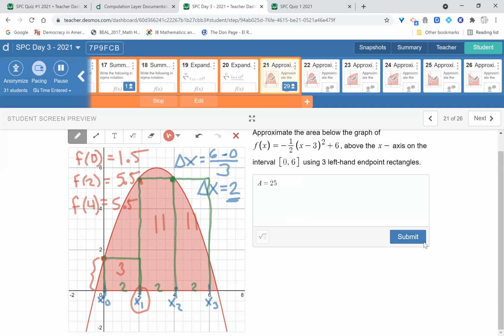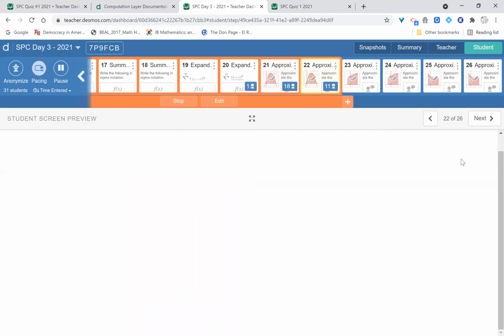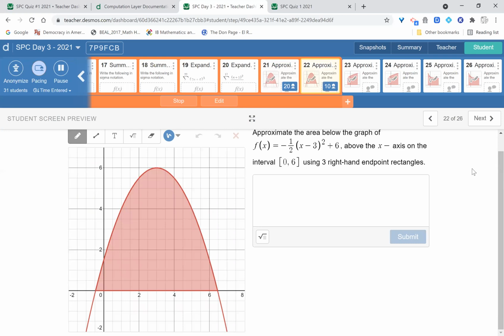I went through that kind of quickly because we only have about 3 or 4 minutes left. So I'm going to open up the next screen. You're supposed to do this again now on the next screen, but you're going to use right-hand endpoints. I'm just going to run through it really quickly, ladies and gentlemen, so you can see it.